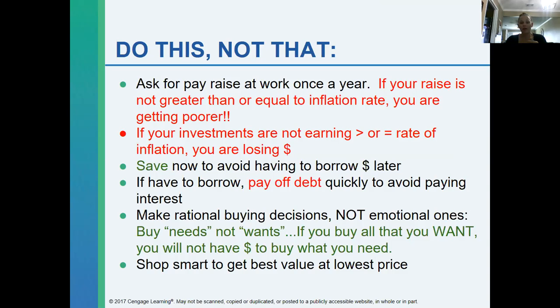You want to save now to avoid having to borrow money later. If you do have to borrow money later, you want to try to pay off your debt quickly to avoid paying interest. You want to make rational buying decisions, not emotional ones. You want to buy your needs, not your wants. If you buy everything you want, you're not going to have money left to buy what you need. And you want to shop smart to get the best value at the lowest price.